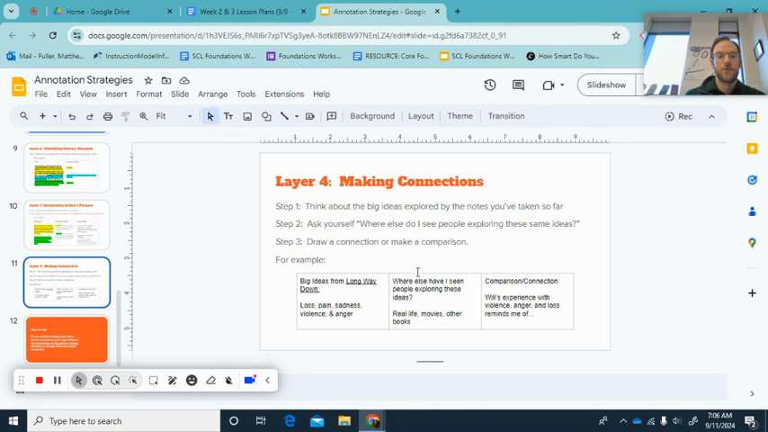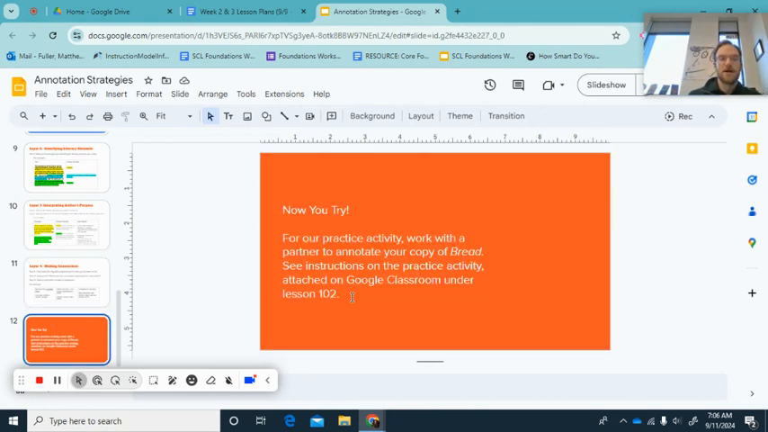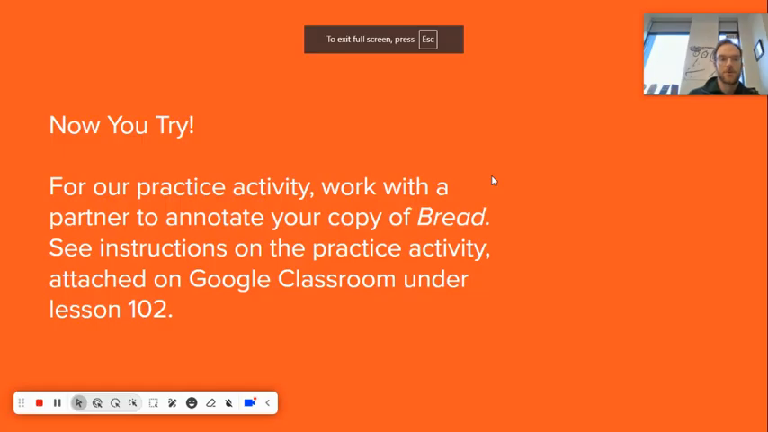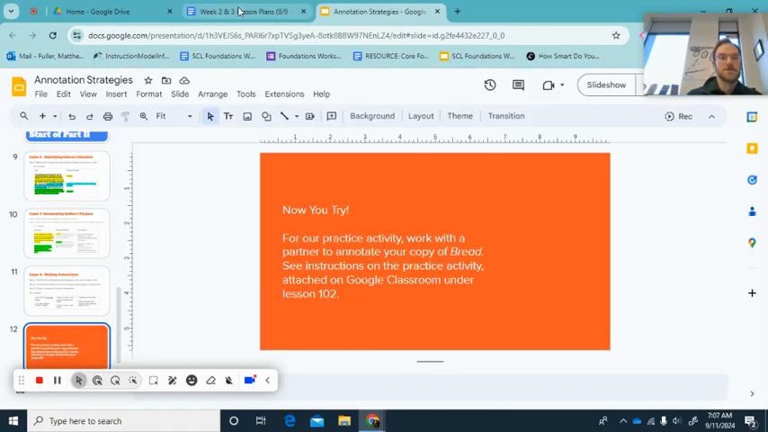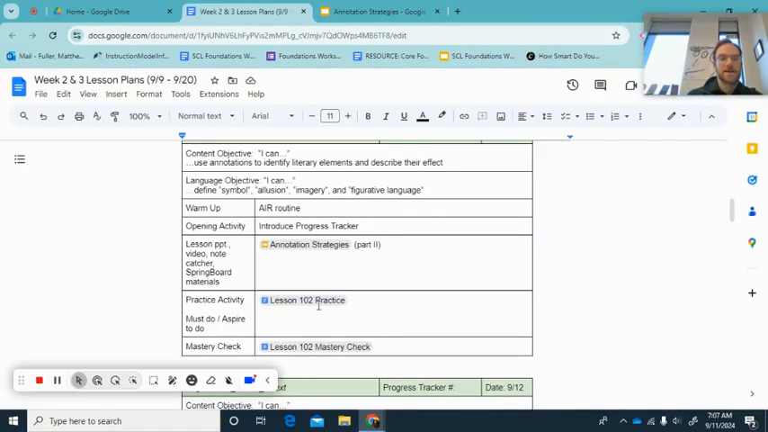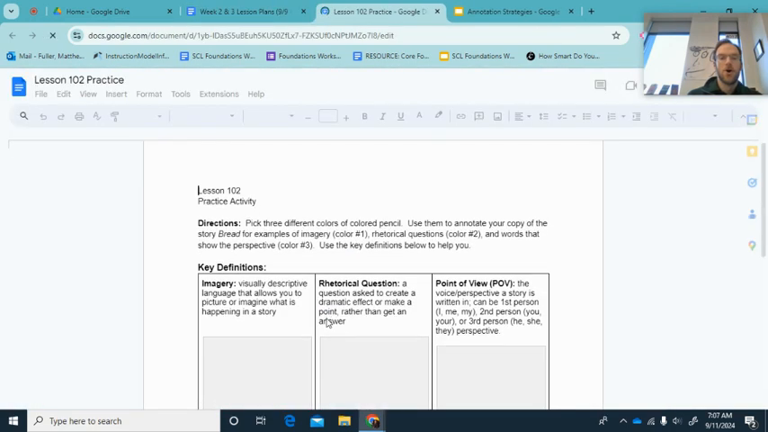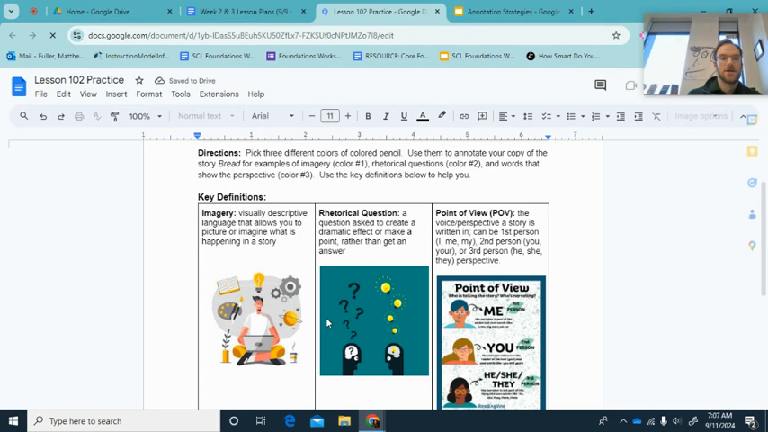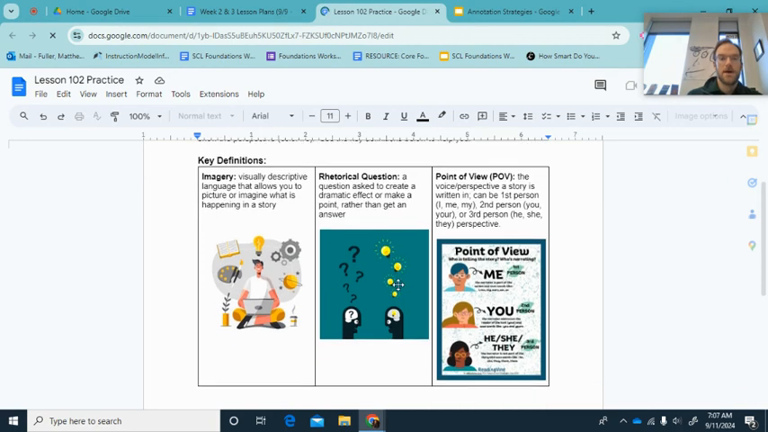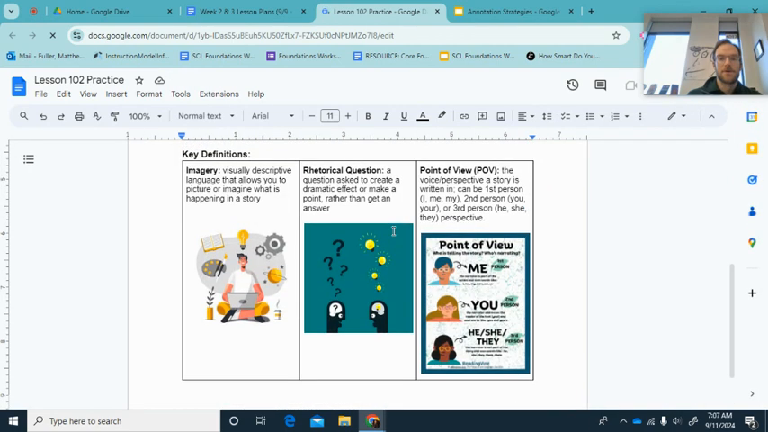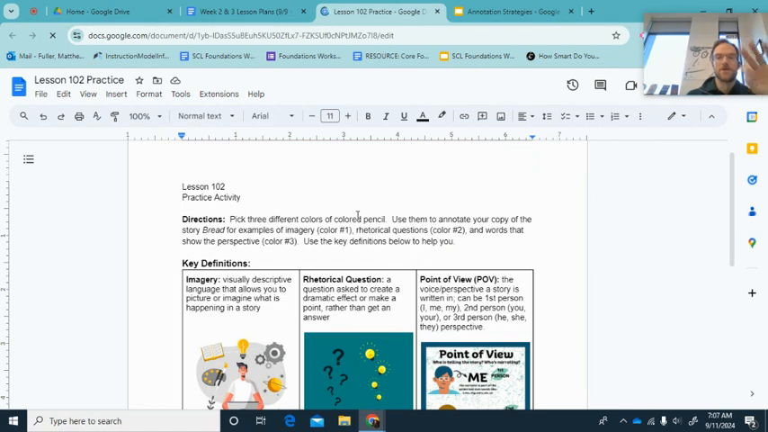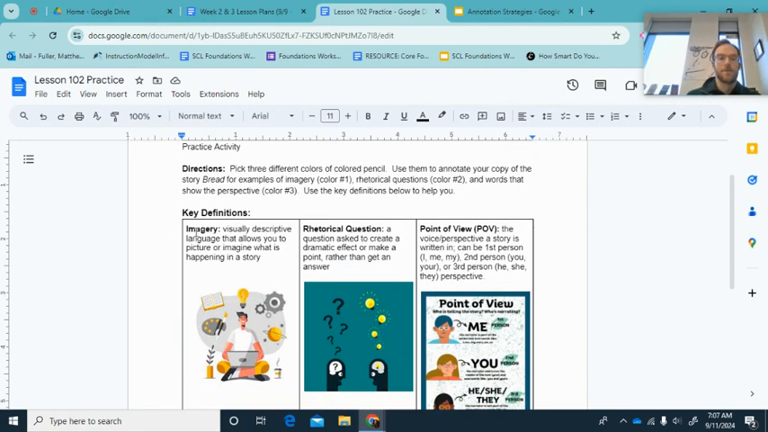We'll handle layer 4 another day. For the practice activity, you have a copy of the story Bread that you put in your binder. I put the practice directions on our Google Classroom so you can look at it on your computer. All I need you to do is use these key definitions to help you annotate your copy of Bread, pick 3 colors, and use a color to mark up imagery, a second color to mark up rhetorical questions, and a third color to mark up point of view.